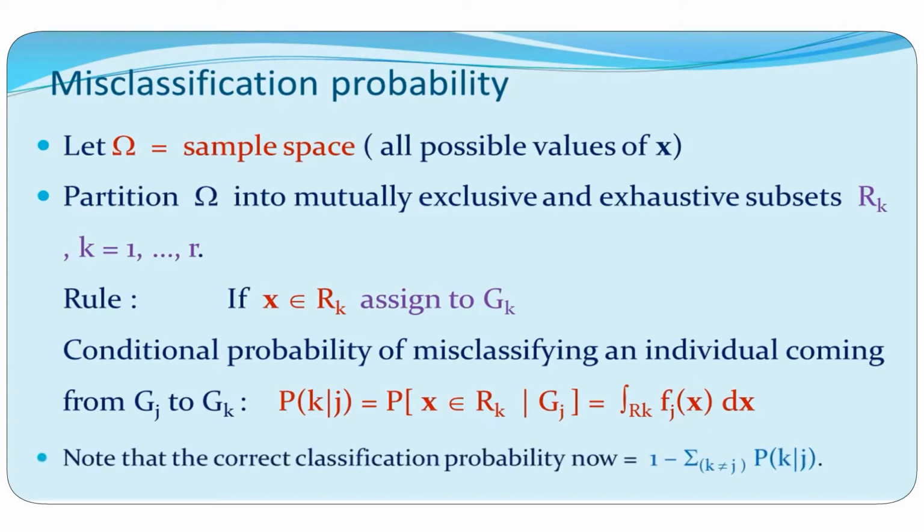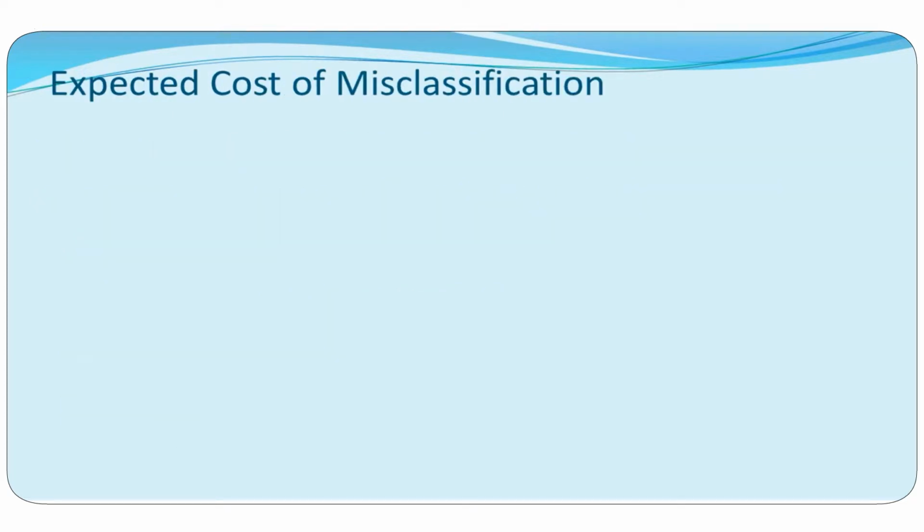Note that the correct classification in this case is now 1 minus summation over k not equal to j, probability of k given j, because if you look at all the other k's which are not equal to j, those are the misclassification probabilities. So, the sum would give the misclassification probability, and 1 minus that would be the correct classification probability. Let us look at the expected cost of misclassification.